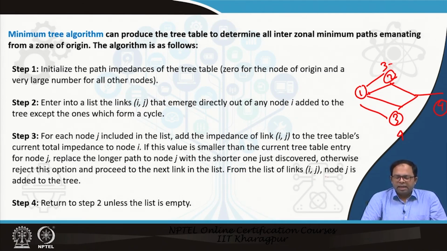From the list of links ij, node j is added to the tree. So we will choose the minimum link, and then we will keep on moving from this path. We will take each of these links and keep on expanding the tree, and then again try to find in the same way and return to step 2 unless the list is empty. So we will do it continuously till the entire list is empty.